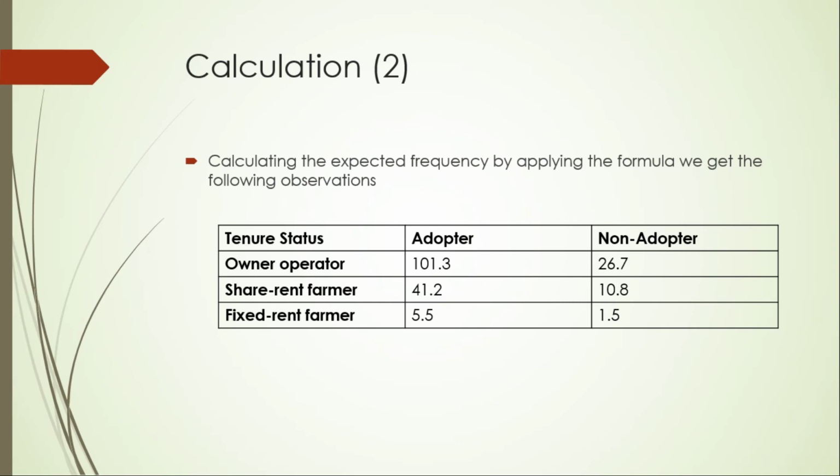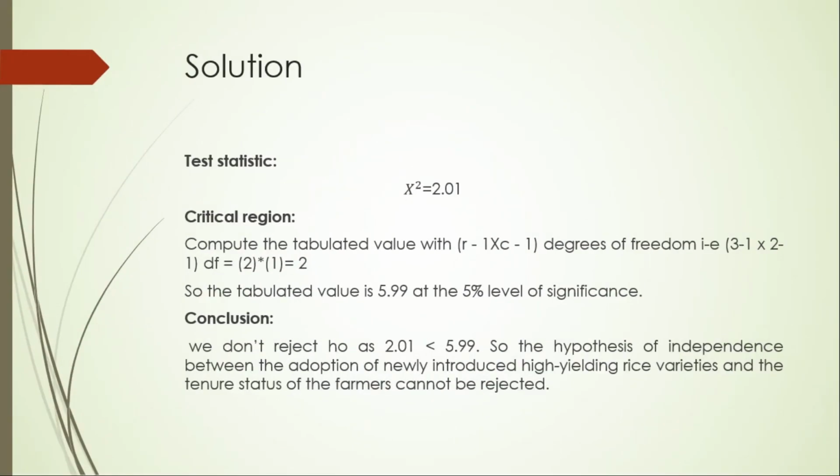These are the Eij for the adopter and the non-adopter, for the owner operator, for the share rent farmer and for the fixed rent farmers. By using this data in the chi-square formula, we get the chi-square value equal to 2.01. We calculated the critical region using the degrees of freedom (3 minus 1) into (2 minus 1), which is 2 into 1, equal to 2. We observe the value in the table and obtain a value of 5.9 at the 5% level of significance.